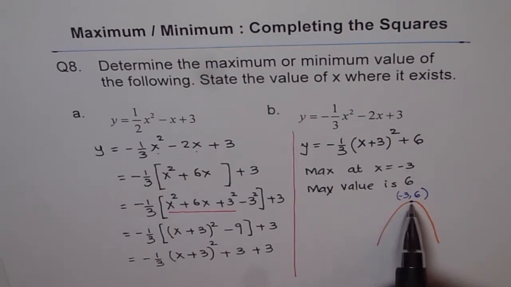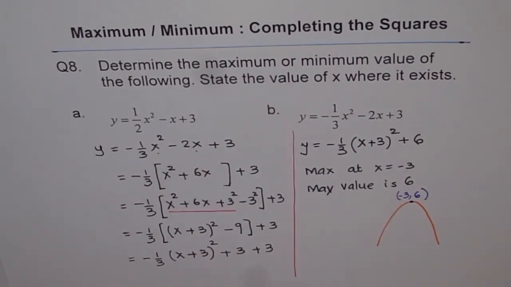Why do we get a maximum? Because the parabola opens downwards. We have a maximum here. So that is how we do these kinds of questions. I hope you understand the process and try to do this part A yourself. Thank you and all the best.